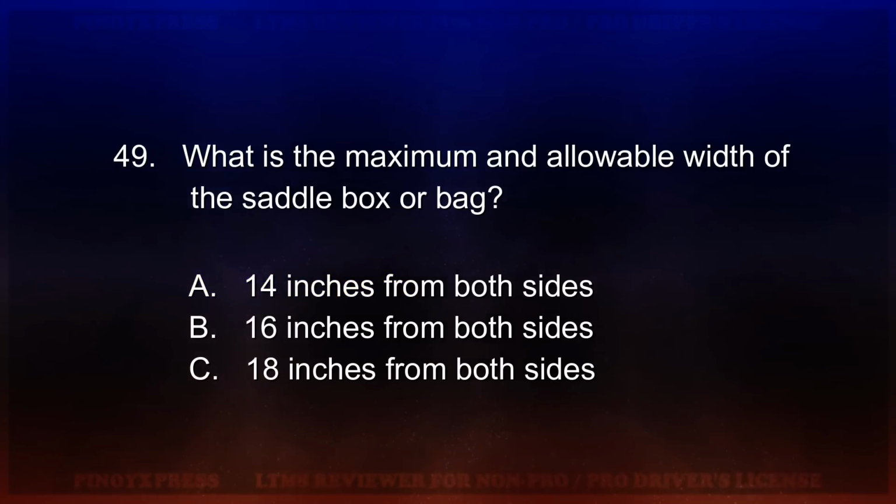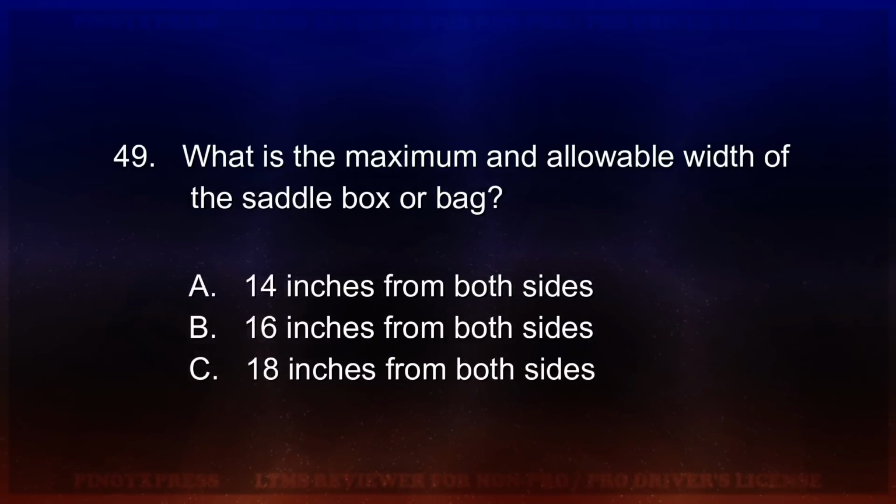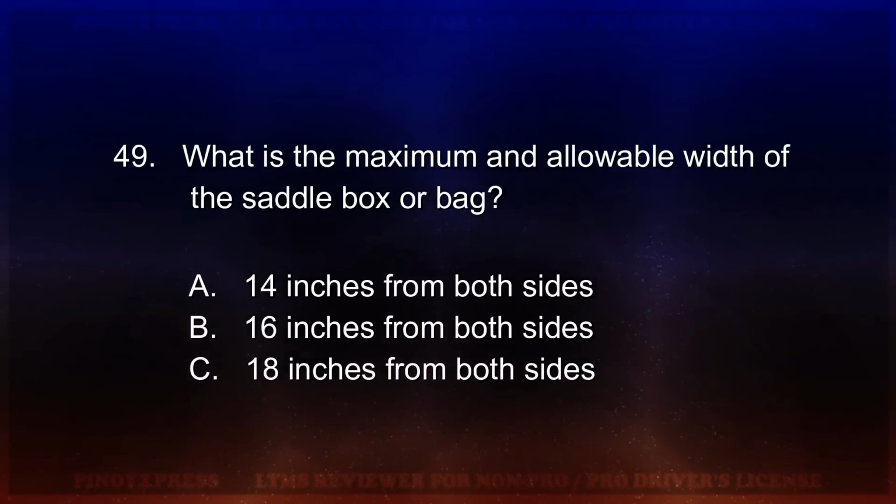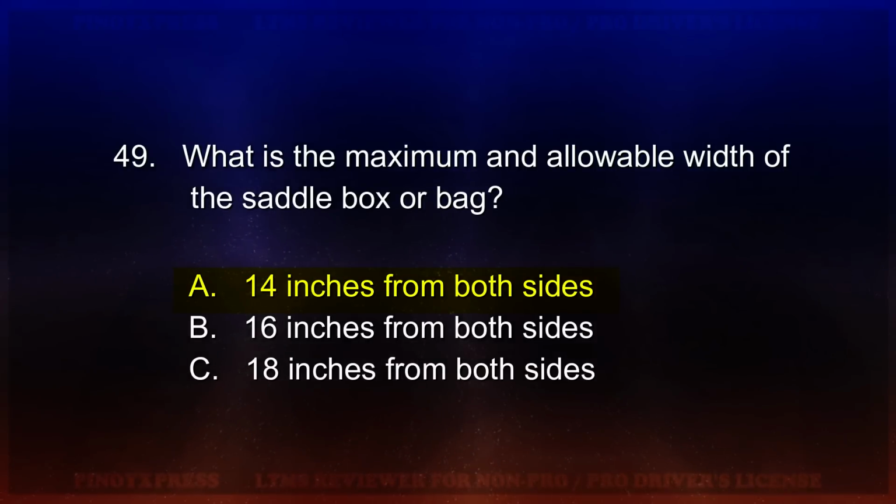What is the maximum allowable width of the saddle box or bag? A. 14 inches from both sides. B. 16 inches from both sides. C. 18 inches from both sides. The correct answer is letter A.